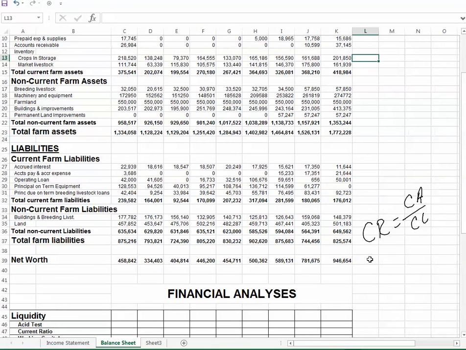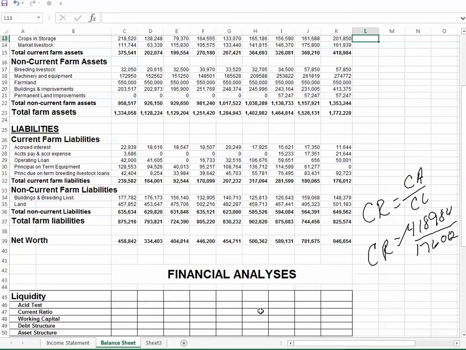So current ratio for this particular farm would simply be equal to 418,984 divided by 176,012. That's what that would be your current ratio. So now let's go put that into the spreadsheet and see what we get. So right here under current ratio, I'll go equals, go click on the current farm assets, divide by current farm liabilities, and I get a number 2.38.